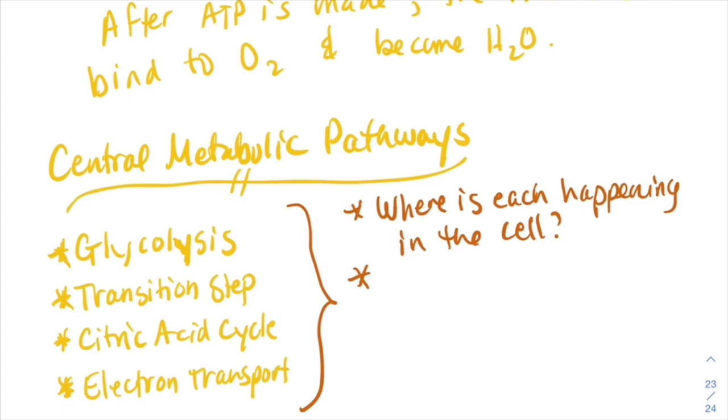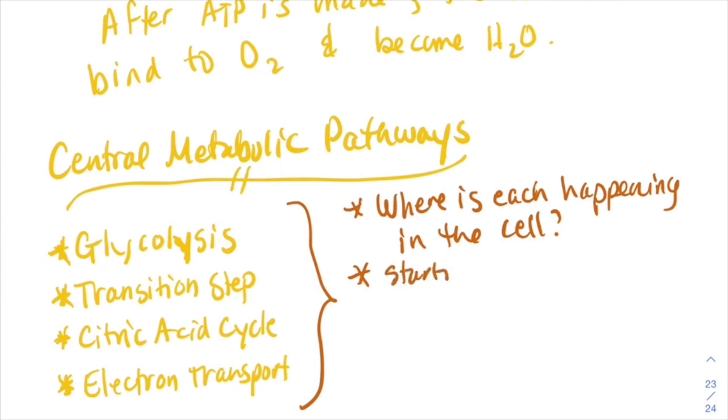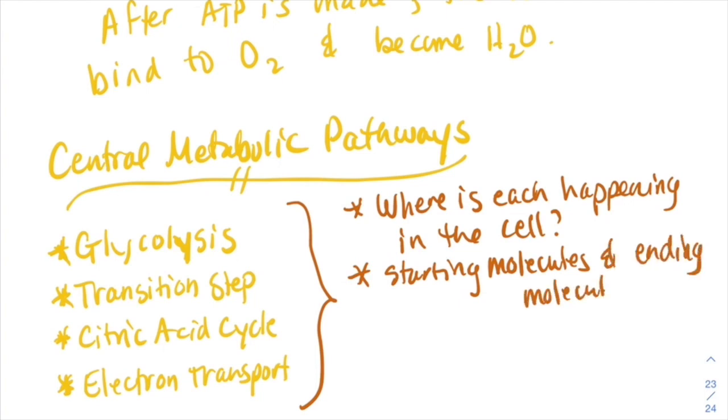So you need to know what the starting molecules are and the ending molecules, let's call them. What do you end up with at the end of glycolysis? What did you start with? What starts off the citric acid cycle?